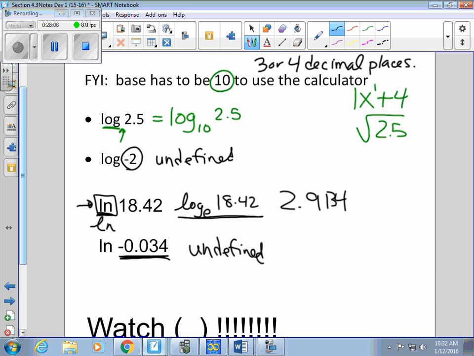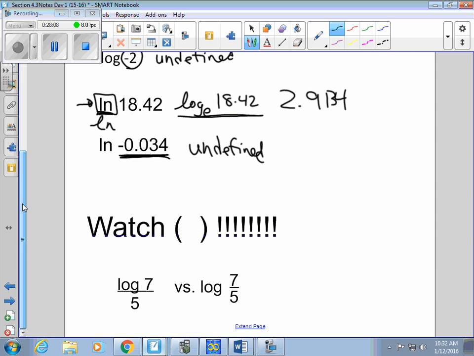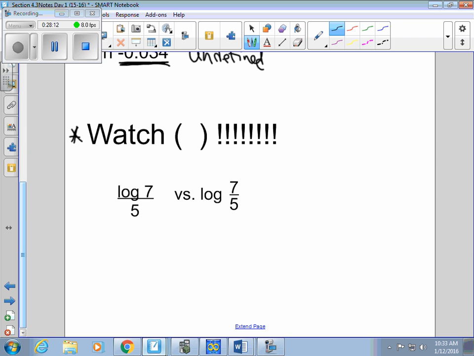We're almost done. Okay. Now, watch your parentheses. When you use your calculator on these particular problems, watch your parentheses. Order of operations wise, this is telling you that you're going to take the log of 7 and you're going to divide your answer by 5.